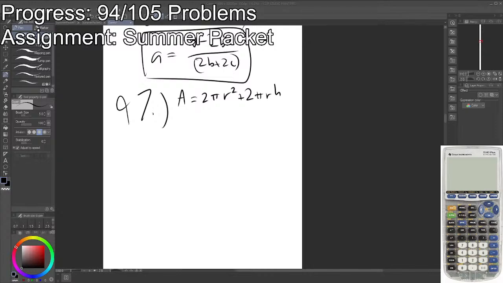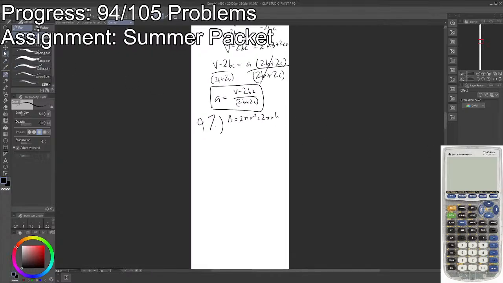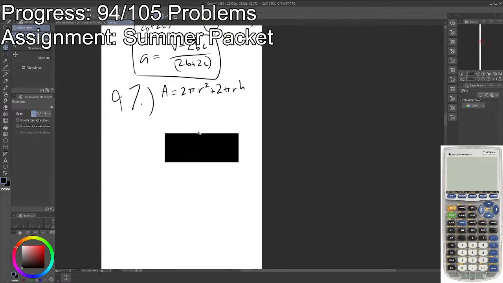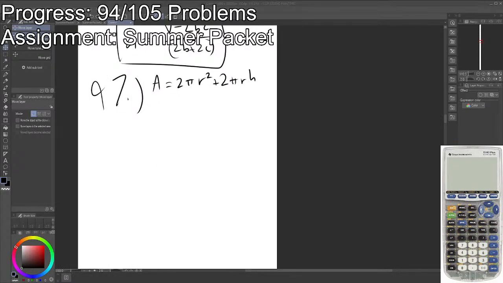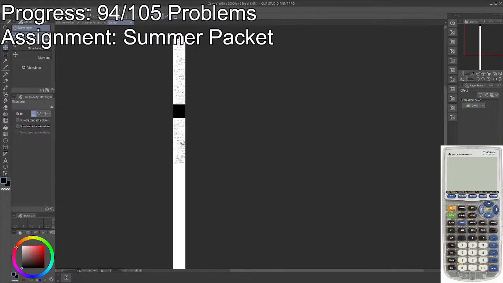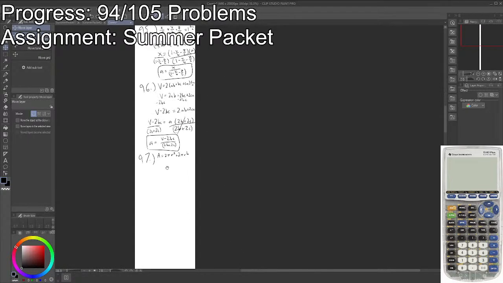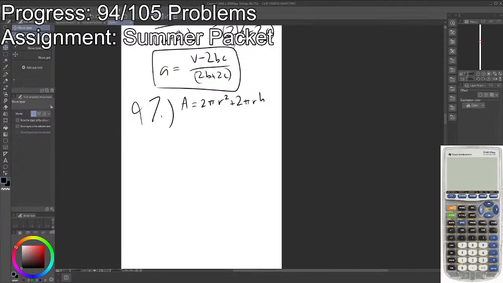Can I copy paste this? Or copy image, I guess. What, this is what I copied over? Are you kidding? What's it copying like that? Fine, I'll write it down, whatever.